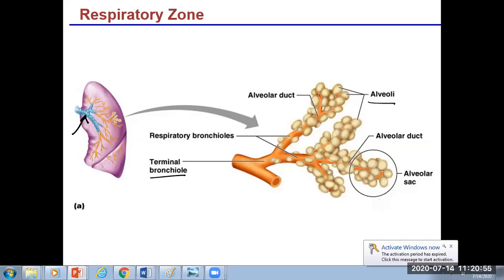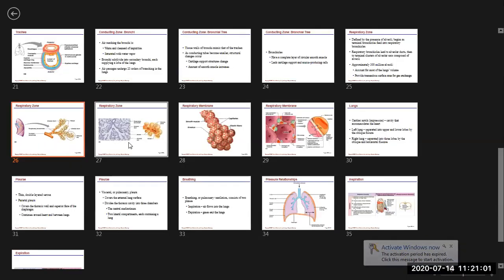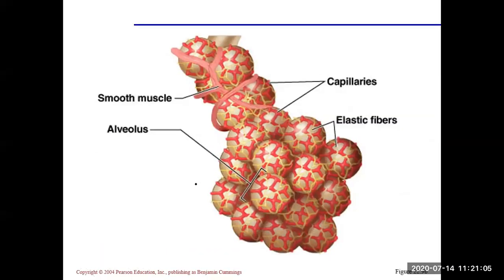So those are some of the ideas. Now let's go ahead and take a look at this. You can see the capillaries surrounding the alveoli, and there are some elastic fibers and a smooth muscle for the sake of expansion and constriction and things in that nature.